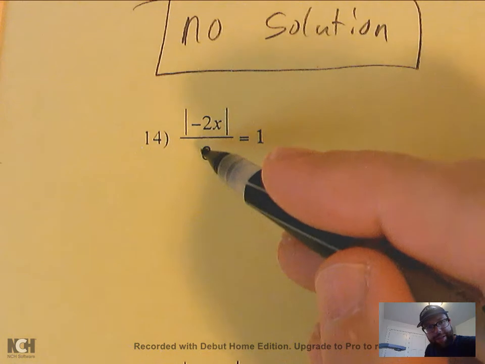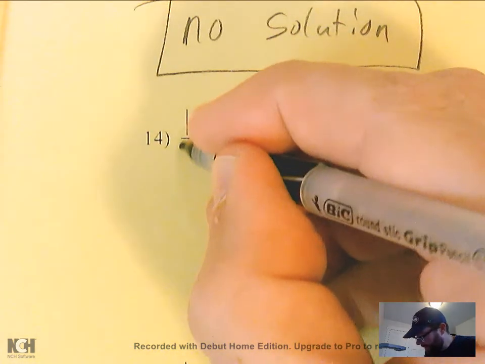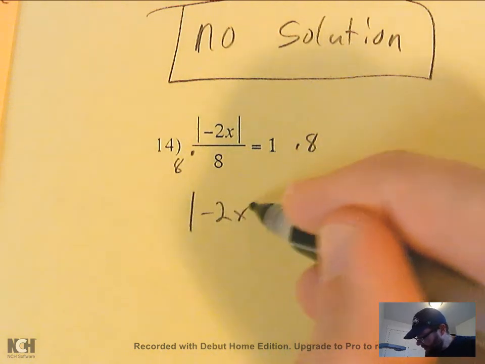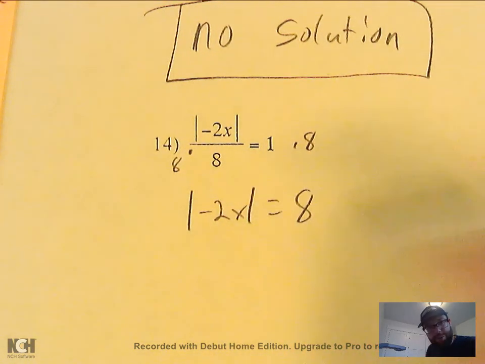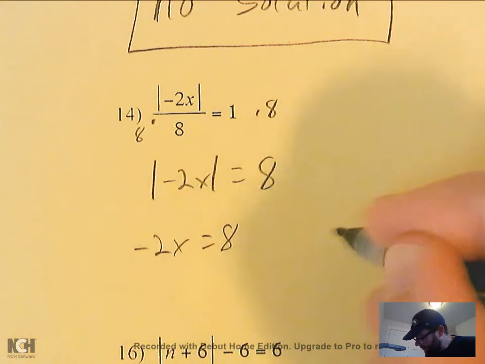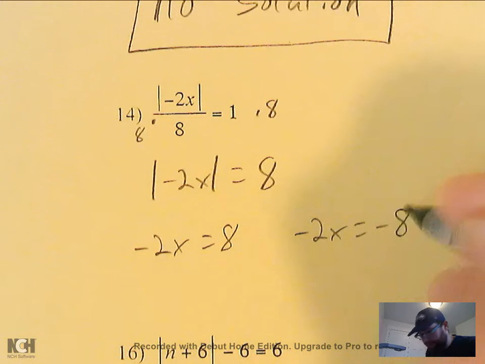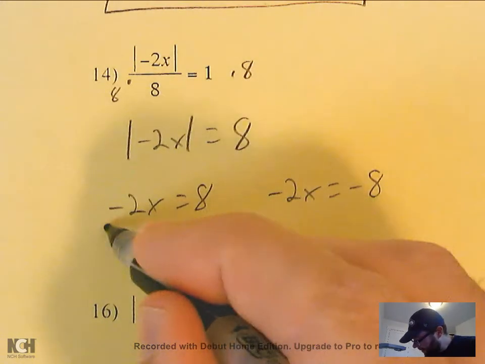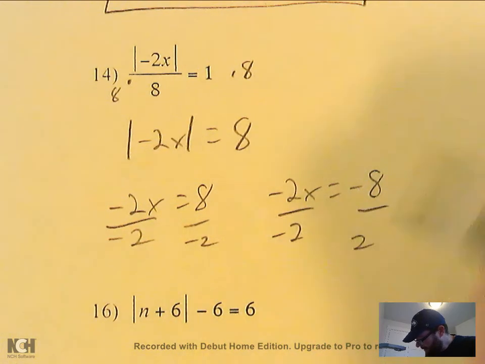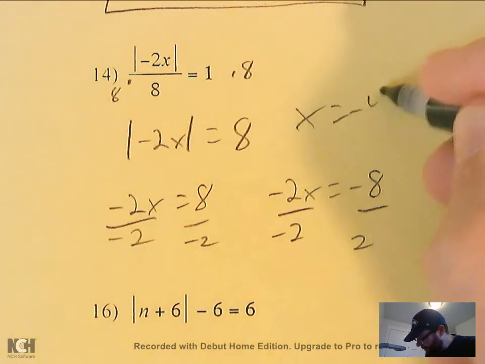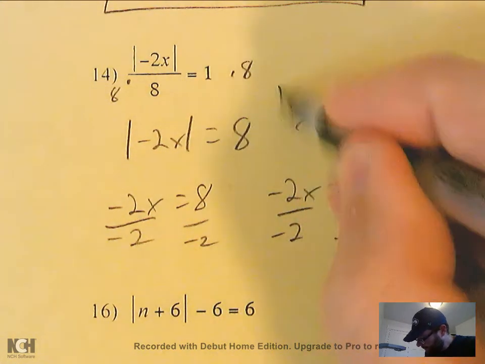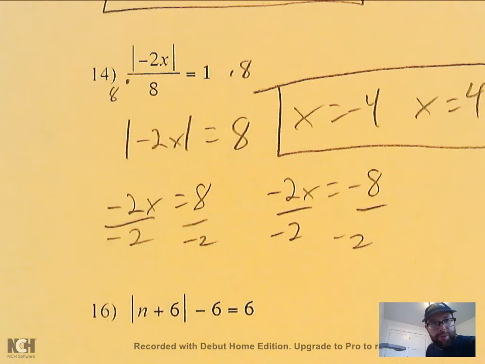Next one, we have another one that's dividing. So we would just multiply by 8 to both sides. So absolute value of negative 2x is equal to 8. So it's equal to a positive number. So this is where we split it. Negative 2x could equal 8, or negative 2x could equal negative 8. And then you just divide to get your answer. And x could equal negative 4, or x could equal positive 4. That'd be your two answers.